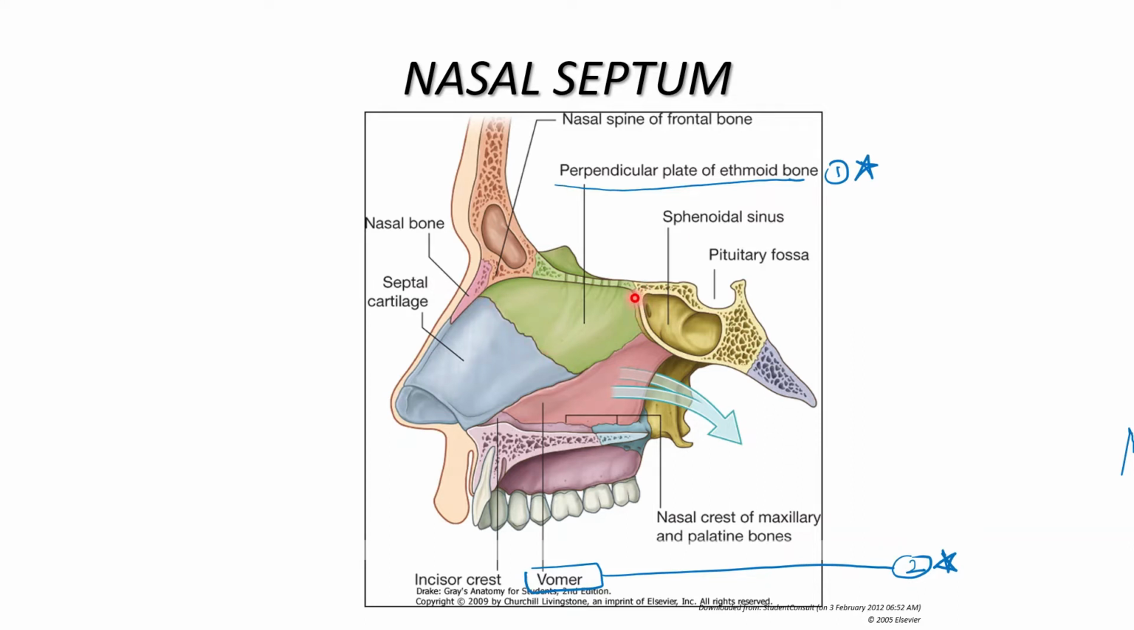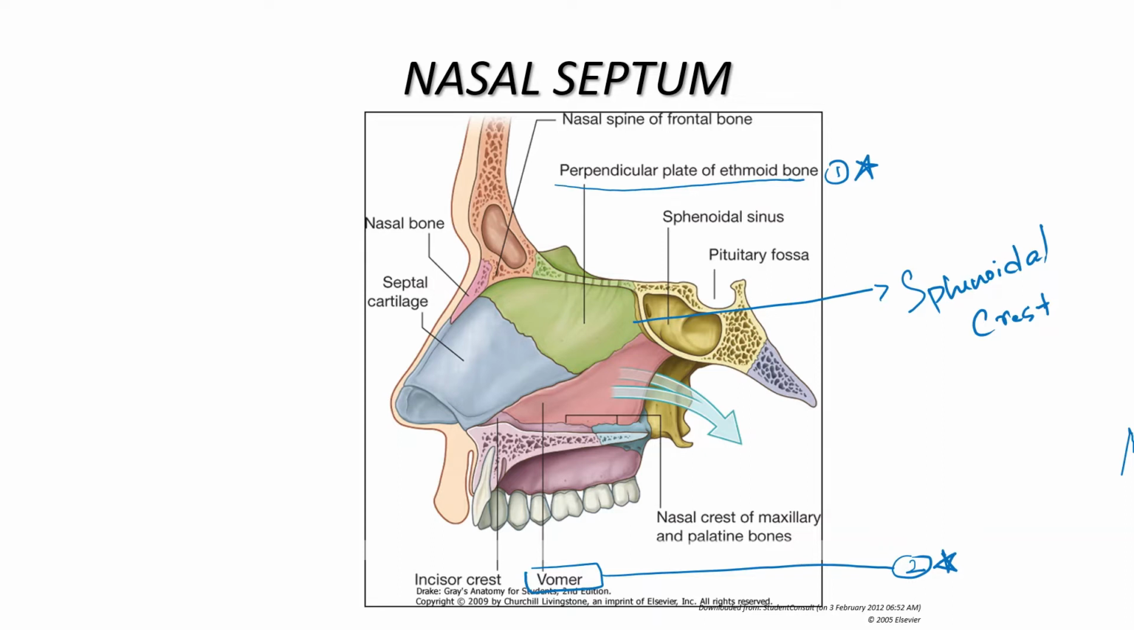In the posteriormost part, the perpendicular plate of the ethmoidal bone articulates with part of the sphenoidal bone, here, which is called the sphenoidal crest, or the crest of the sphenoid bone. So this is about the margins of the perpendicular plate of the ethmoid.